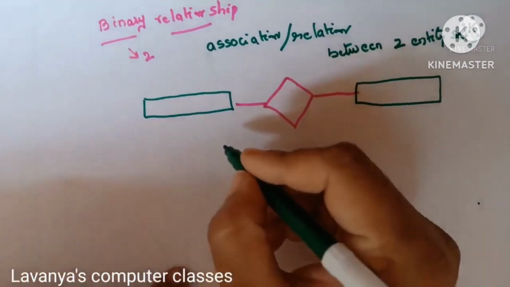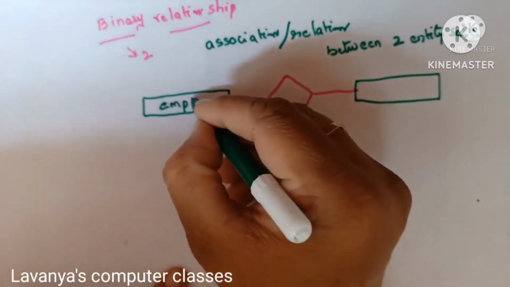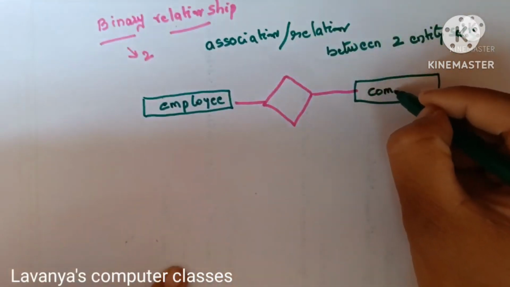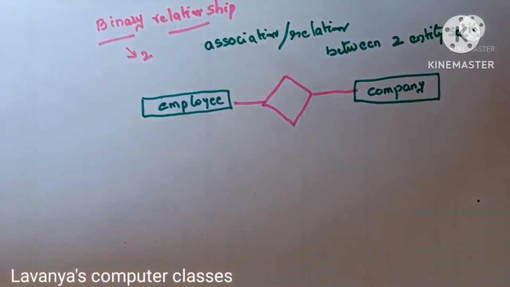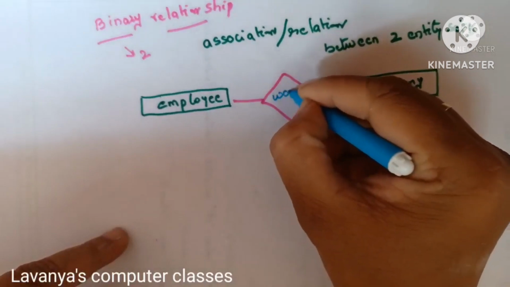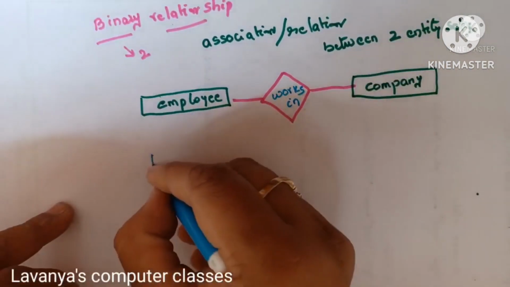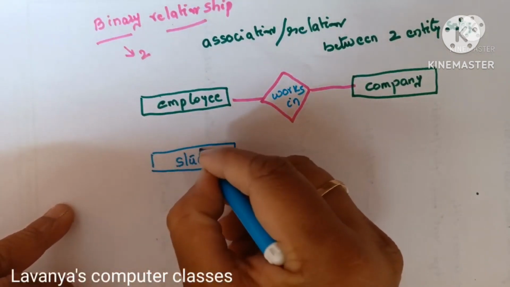For example, employee is one entity set. Company, where he works, is another entity set. So employee works in a particular company. So works is the relationship. So what is the relationship between employee and company? It means the employee works in a particular company.